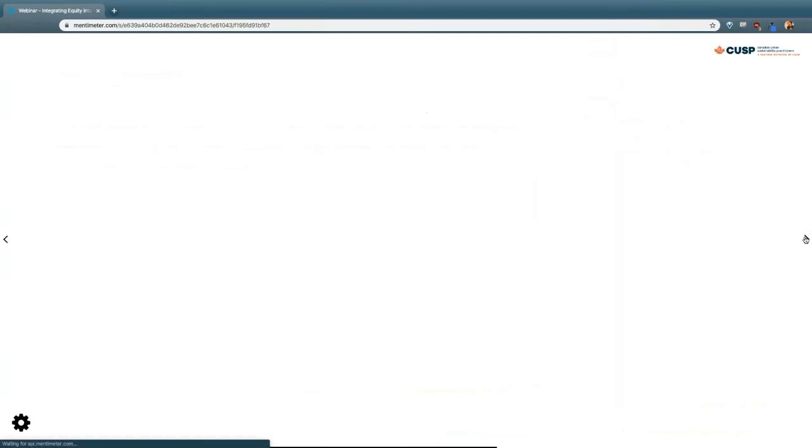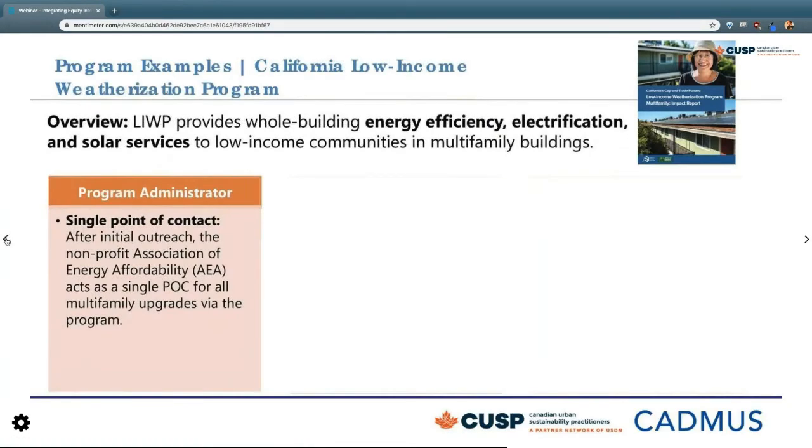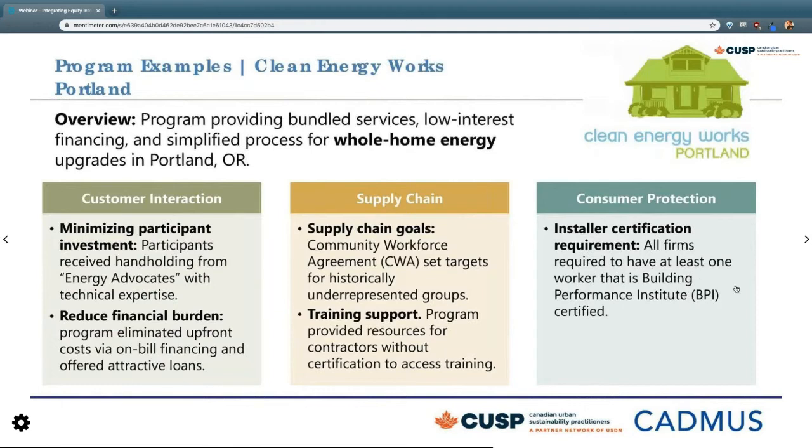And so the really interesting part about this Clean Energy Works program is their approach to the supply chain. So definitely happy to explore that more if there are questions about that. But it's a benchmark, and using this community workforce agreement to get buy-in for that and direct resources towards achieving that is definitely a unique approach that was valuable for this program.